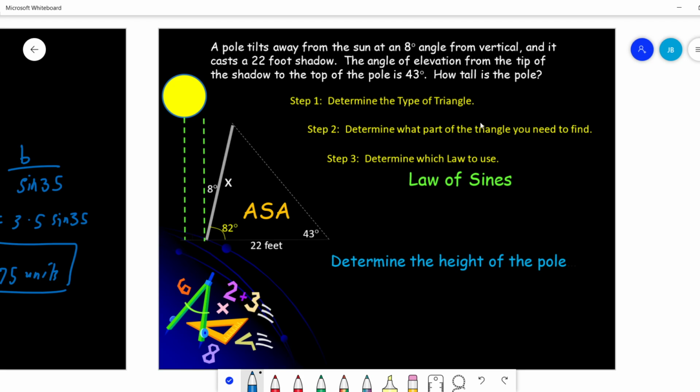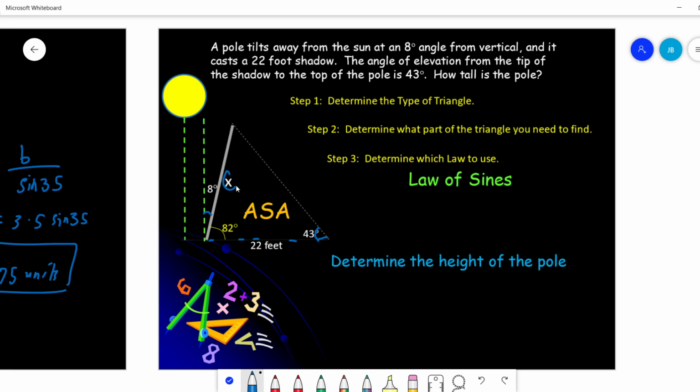A pole tilts away from the sun at an angle of 8 degrees from the vertical. So the pole is tilted a little from the vertical, away from the sun, at 8 degrees. It casts a shadow. The shadow of the pole is 22 feet. The angle of elevation from the tip of the shadow to the top of the pole is 43 degrees. How tall is the pole?